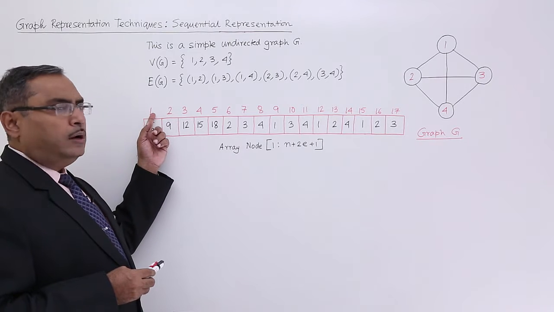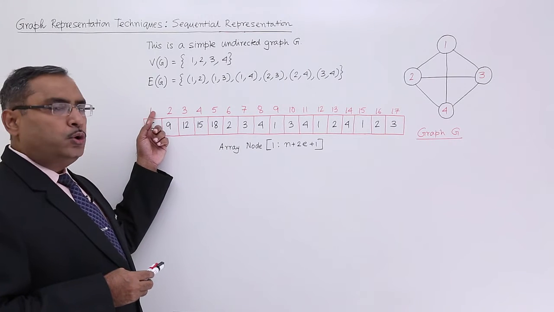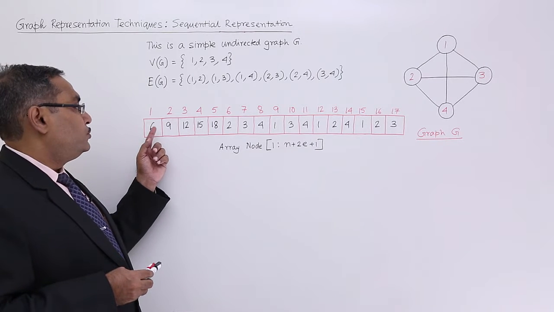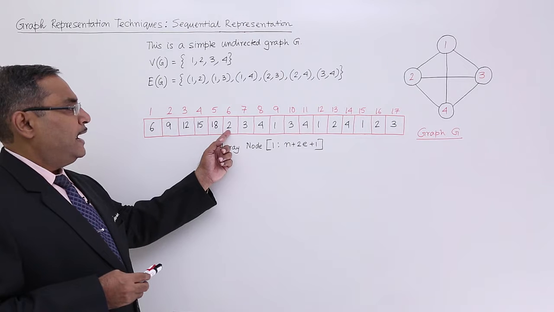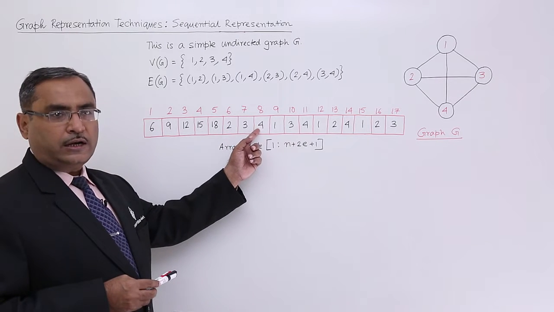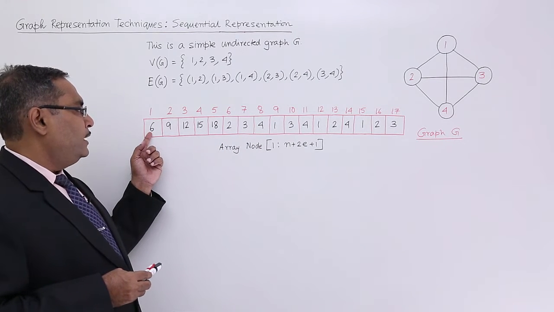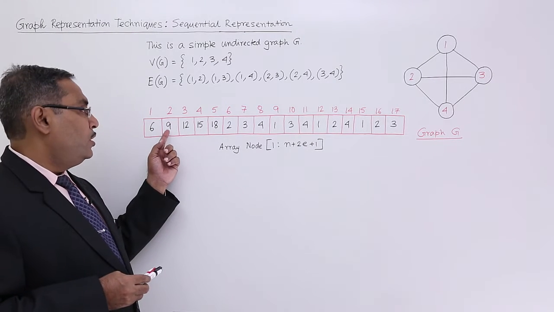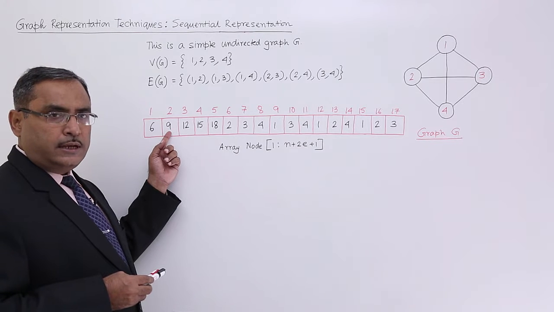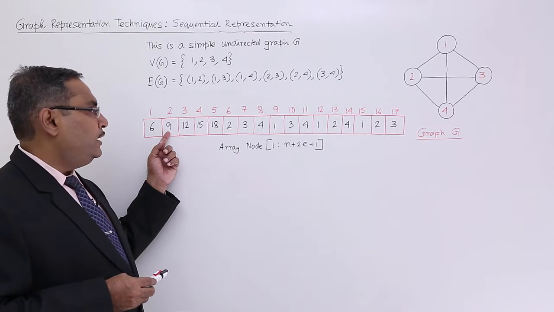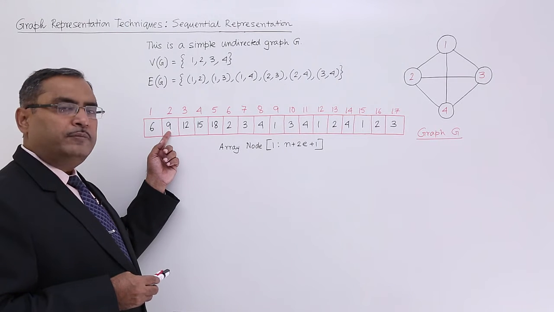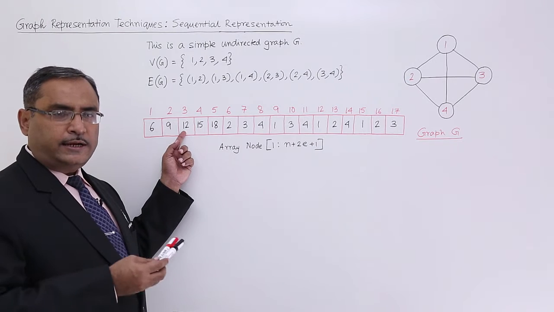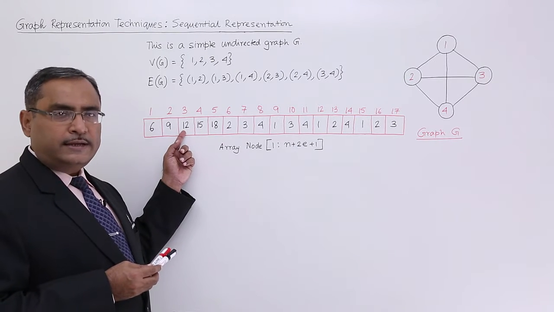Now see, for the node number 1, its adjacent node list will start from the location number 6. So from 6, the adjacent node list will be starting, and it will get terminated at position 9 minus 1, that is 8, because from the location number 9 onwards the adjacent node list for node number 2 will be starting, and the list will get extended up to location 12 minus 1, that is 11.